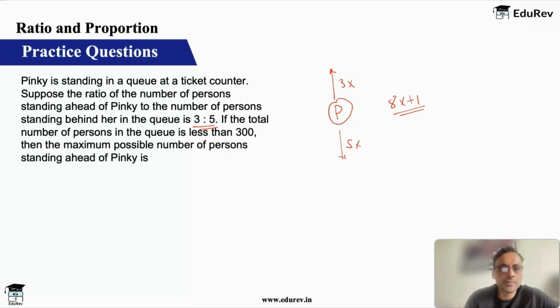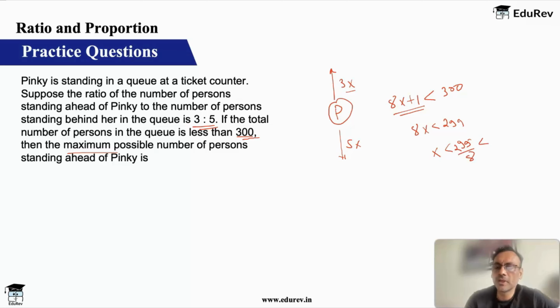So if the total number of persons in the queue, 8x plus 1, is less than 300, then the maximum possible number of persons standing ahead of Pinky means I have to maximize 3x. To maximize 3x, my 8x plus 1 should be as close to 300 as possible. So 8x should be less than 299, or x should be less than 299 divided by 8.